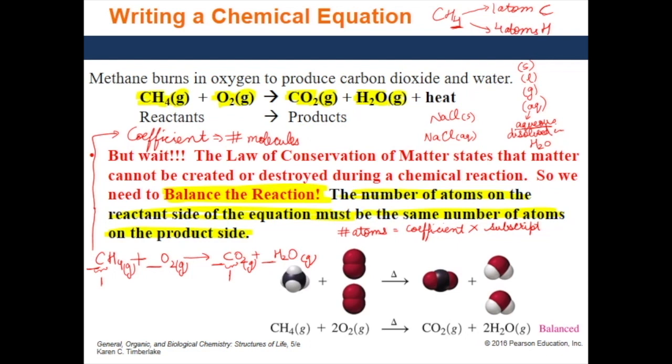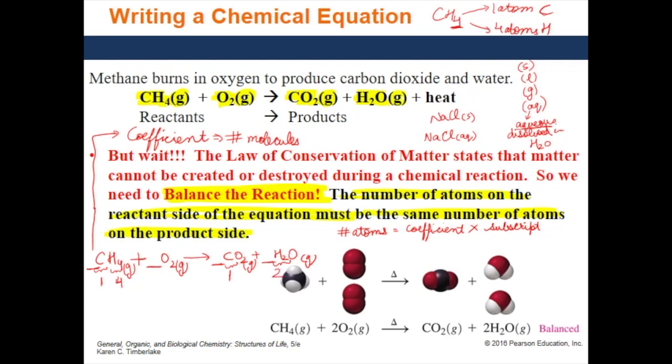Next we move to hydrogen atoms. So how many hydrogen atoms do we see in the reactant side? 1 times 4, which is 4. How many hydrogen atoms do we see in the product side? It is 1 times 2, which is 2.